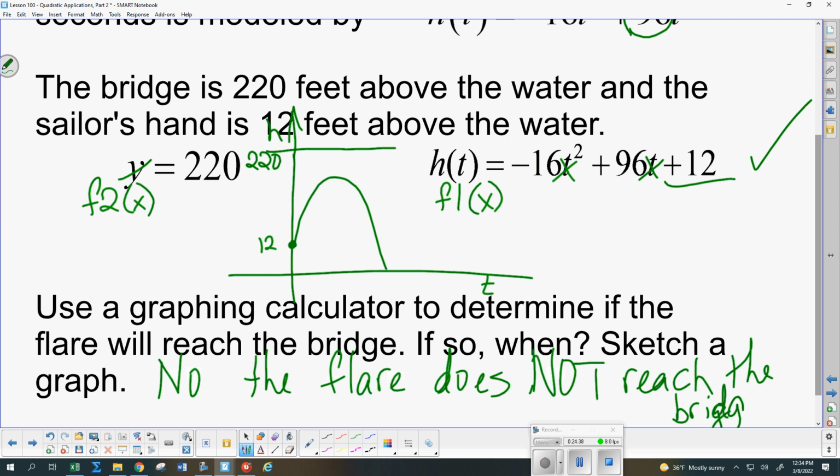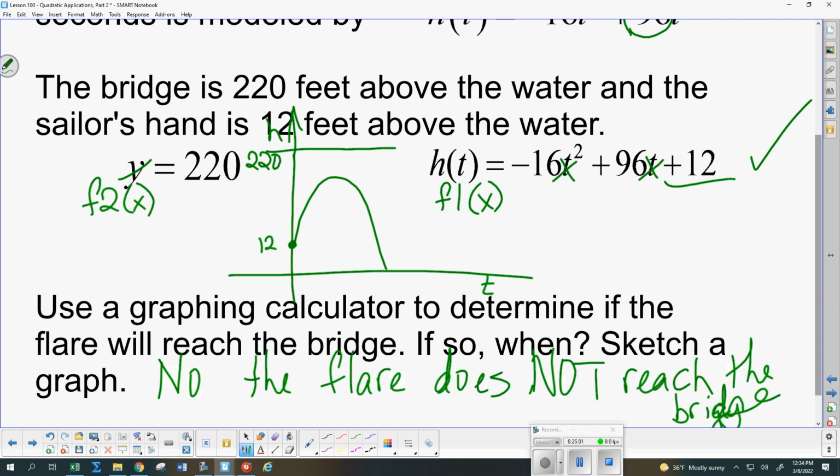That's DGE. So I've drawn my graph. I've labeled my axes with T and H. I've put in my starting height and I've put in my 220. Does this problem ask me to find how high the flare does go? Does it ask me to find when the flare hits the water? So I could find those other points and label them, but I don't have to.